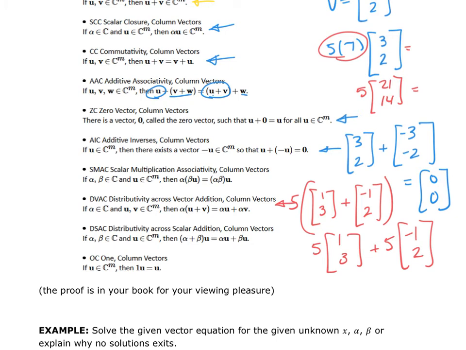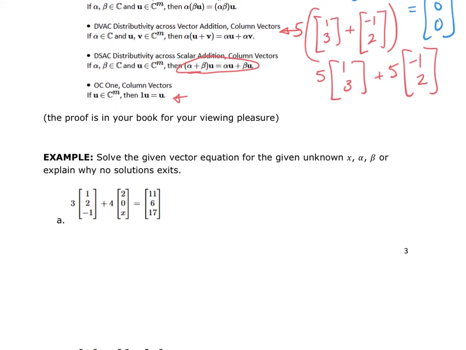The other thing is I can distribute my addition of the scalars, and lastly, of course, 1 times the column vector is going to give me that column vector.